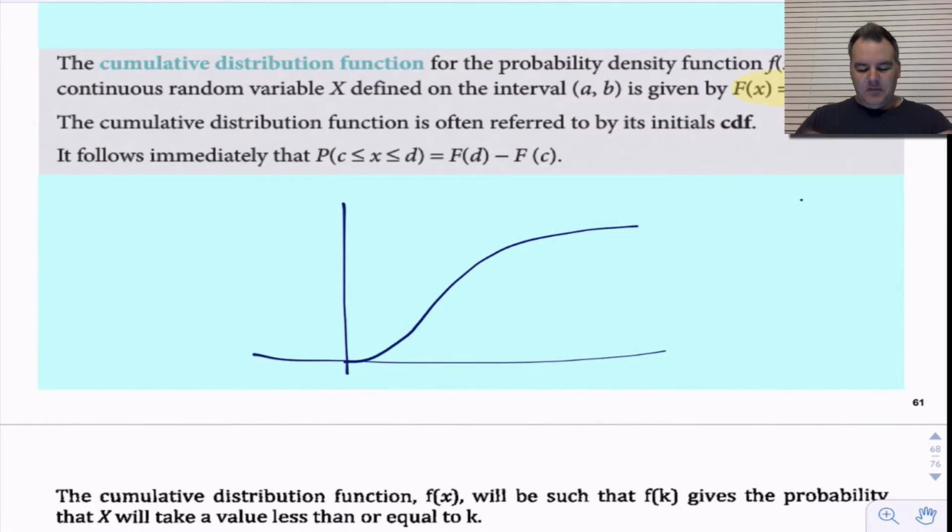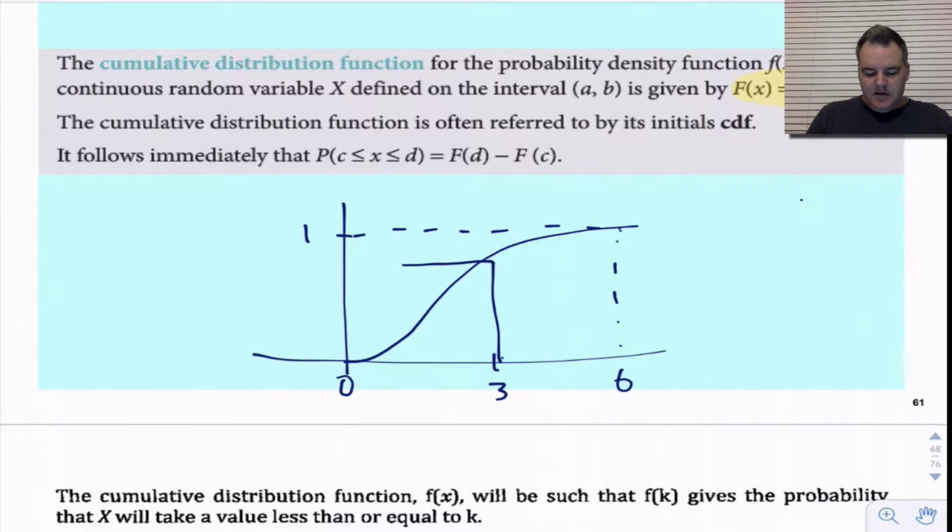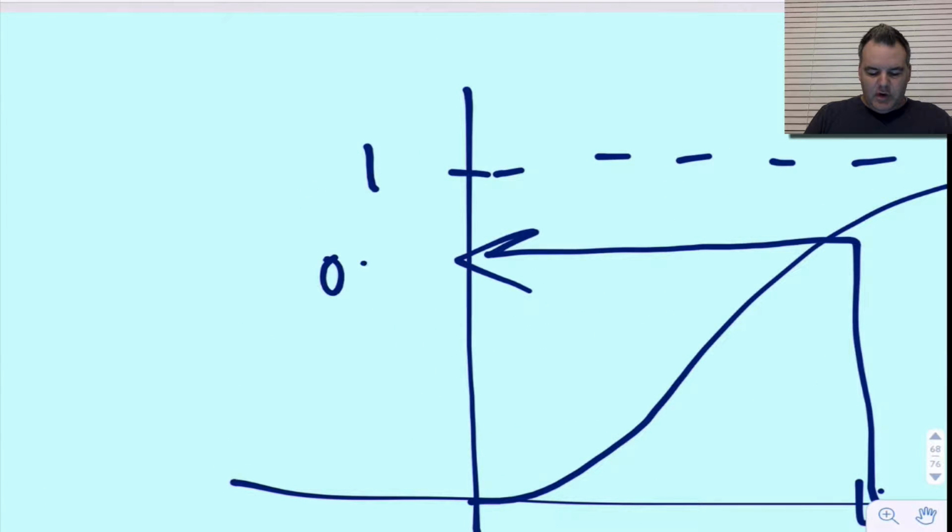So let's imagine that this was a cumulative distribution function here. And what you'd be looking at is that this here would be 1 because the probability has got to end up being 1 at the end of the distribution. So the total area under the curve is 1, which means we're going to finish up being 1 here at the end of the interval. So let's say this is 6 and this is 0 here. So what this is telling us is that as we go along here, let's take this value here at 3, this is the probability up to and including a value of 3. So let's say that that is 0.8.